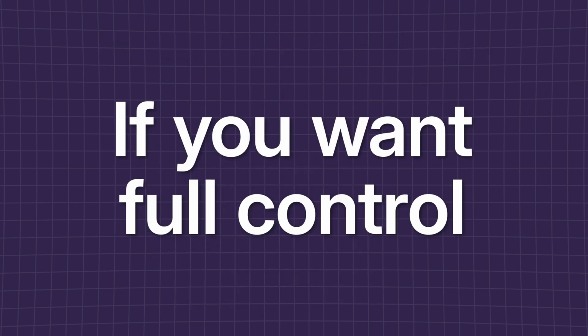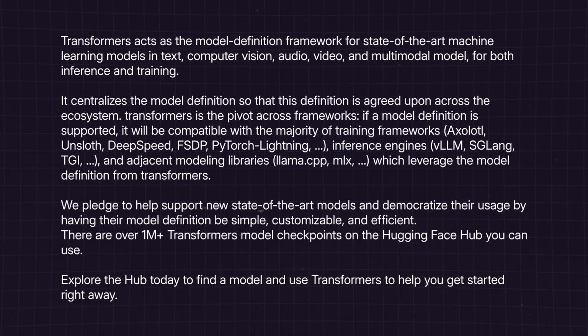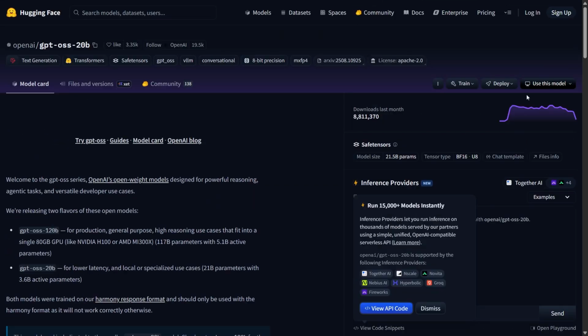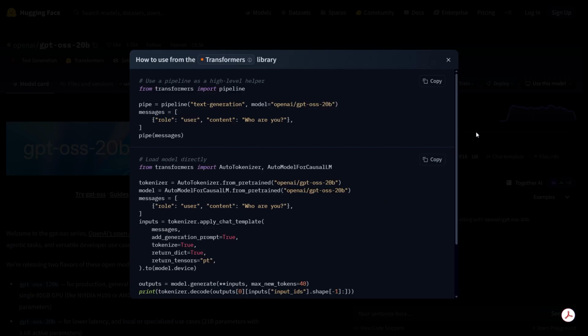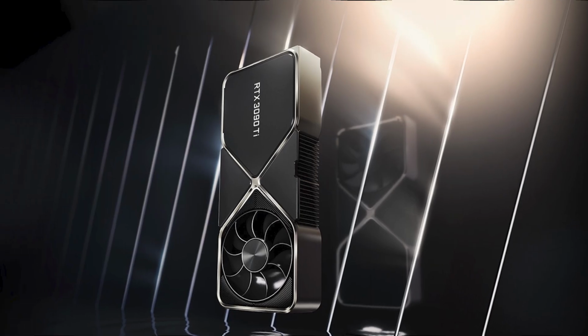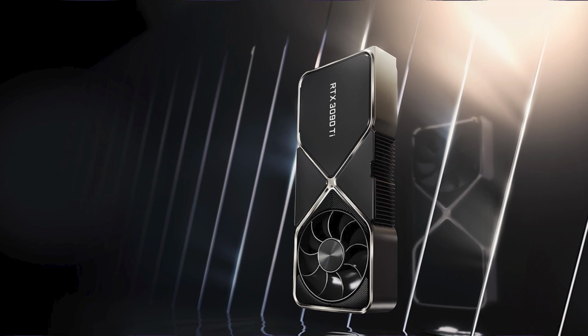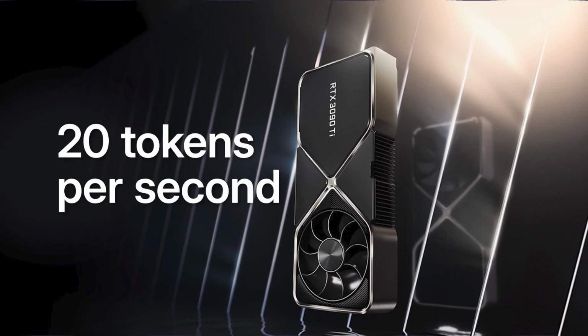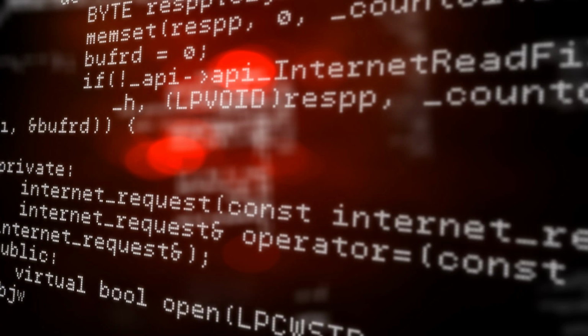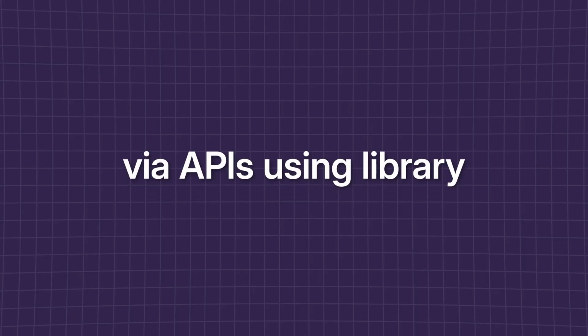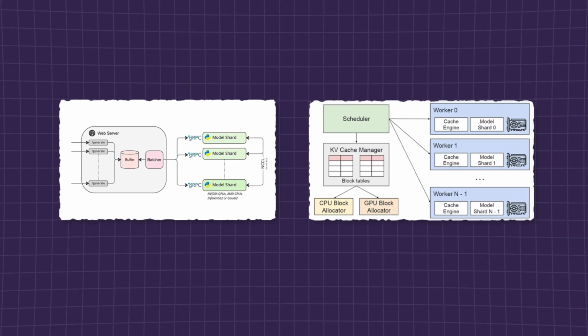If you want full control, go with Hugging Face Transformers. Download the model, load it with AutoModelForCausalLM, and run it with PyTorch or DeepSpeed on an RTX 3090. GPT OSS 20B ran smoothly at around 20 tokens per second. The bonus: you can fine-tune, quantize, or serve via APIs using libraries like Text Generation Inference or vLLM.